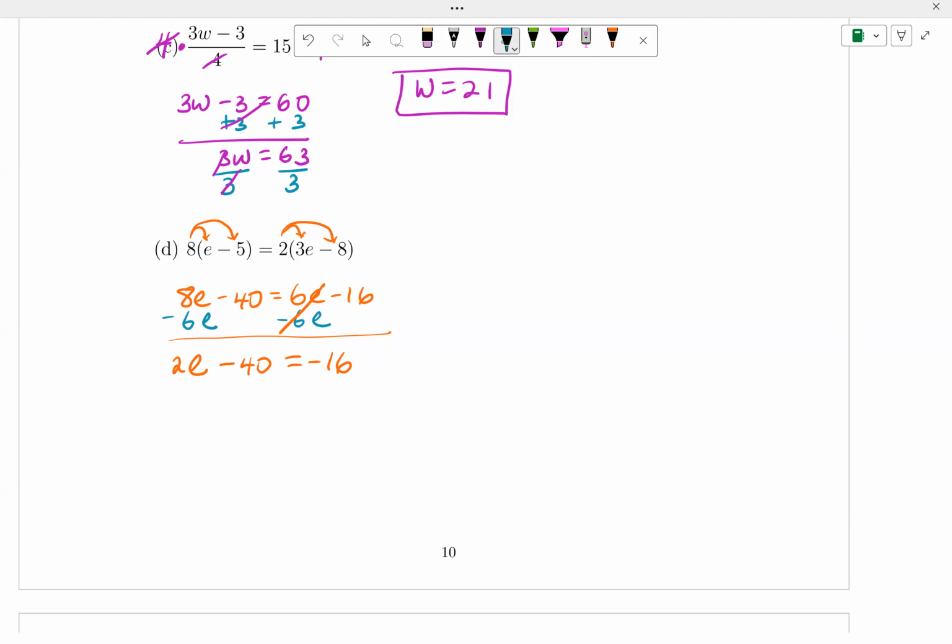Now the 40 and the 16 are like terms, and they need to be on the same side. So you're going to add 40 to both sides. Because why? You need e to be by itself, so you need to move things away from it. So those cancel, and now e is getting freer as time passes by. So what's negative 16 plus 40? If you said 24, you are correct. And finally, you're going to divide both sides by 2. So e is by itself. E equals 12.